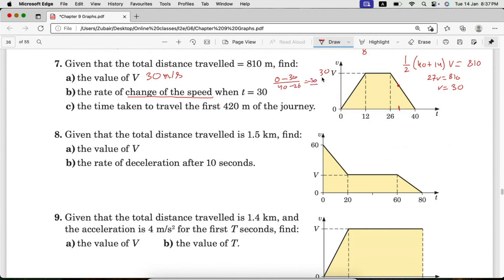That's minus 30 over 40 minus 26, which is 14. So this simplifies to minus 2.14. Minus 2.14 meters per second square. Negative gradient shows it is slowing down. That is why we're getting negative acceleration. Try C part.